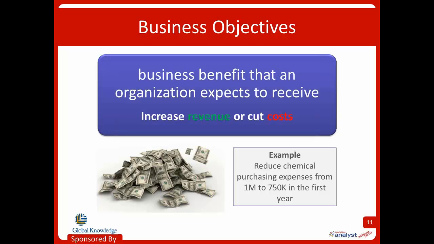Now, in our example chemical tracking system, one objective might be to reduce chemical purchasing expenses from $1 million to $750,000 in the first year. You might have different objectives that are things like, maybe we're going to reduce the number of chemicals that are misordered by a certain specific number, or wasted, or something like that. Or maybe we're going to measure the amount of time people spend doing it. But again, those are proxies that relate back to reducing the actual expenses.